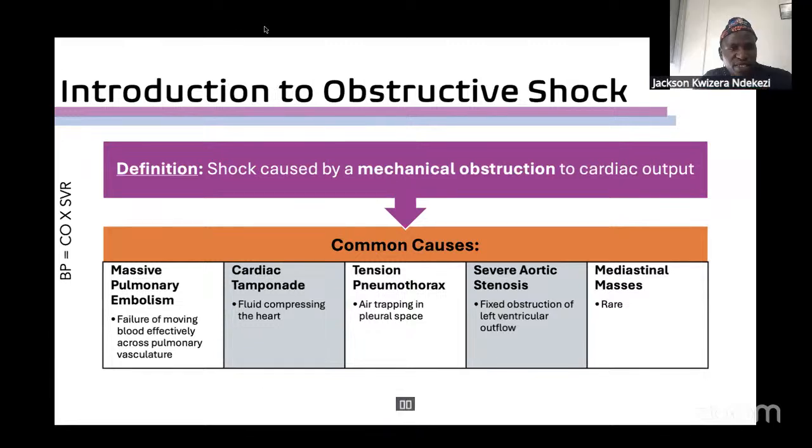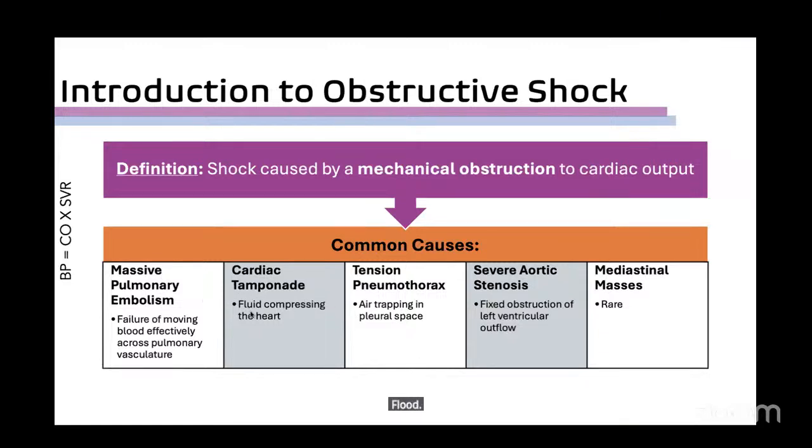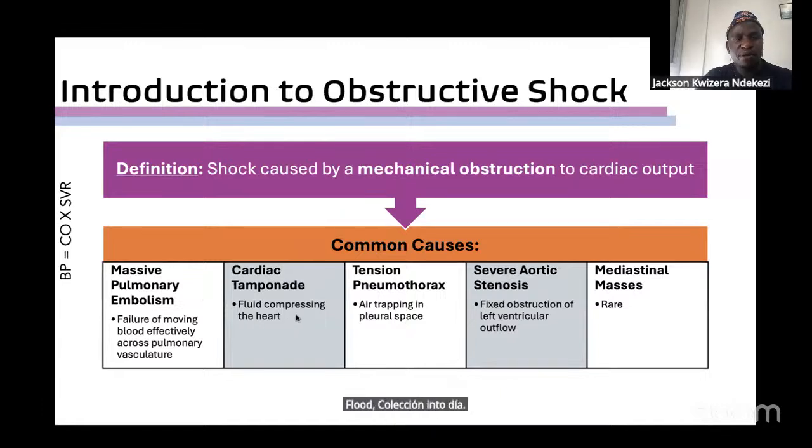As you can see, with massive pulmonary embolism, it's a failure of moving blood effectively across the pulmonary vasculature. When there is cardiac tamponade, it's an abrupt onset of fluid collection in the pericardium that is compressing the heart. And with tension pneumothorax, it's air trapping in the pleural space that is compressing the great vessels or even the heart itself.